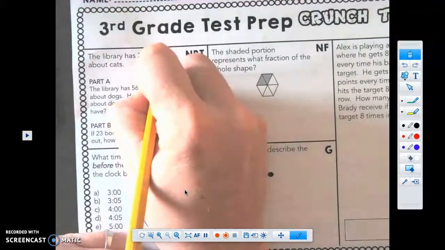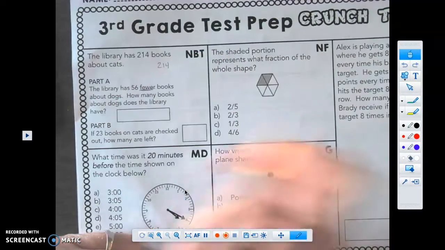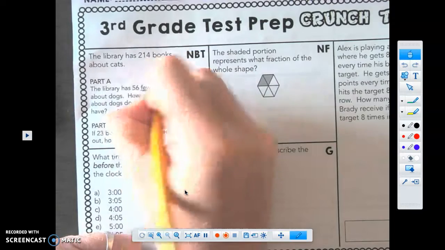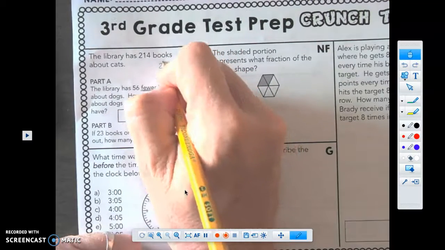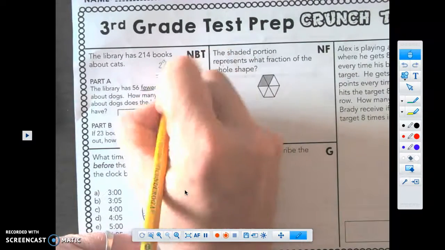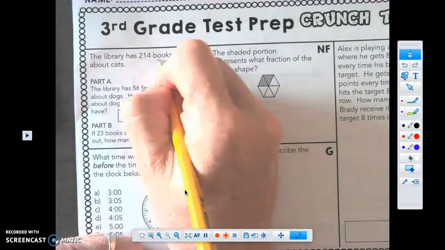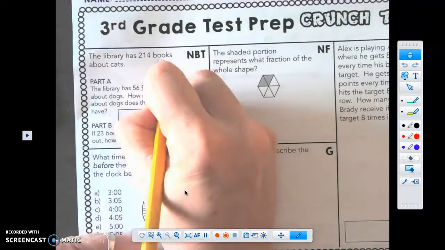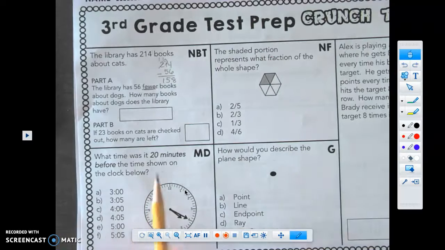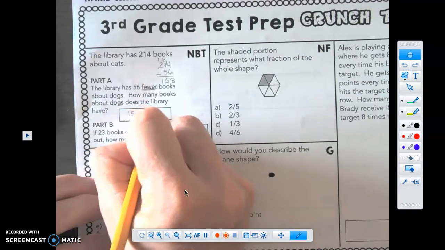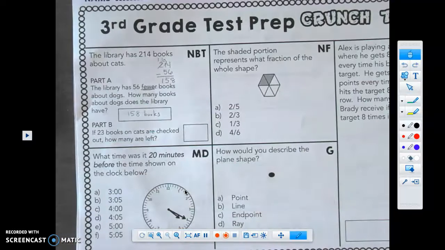So we're going to take our 214, and we're going to take away the 56 fewer books. More on the floor, borrow from next door. There's 4 and 4 is 8. More on the floor, borrow from next door. There's a 5. So how many books about dogs? 158 books about dogs.